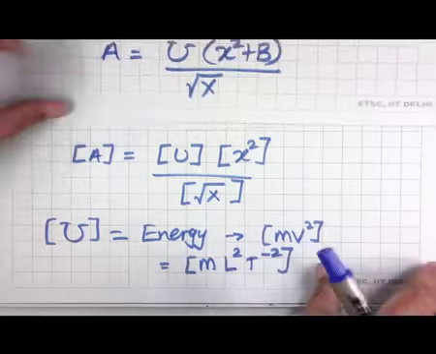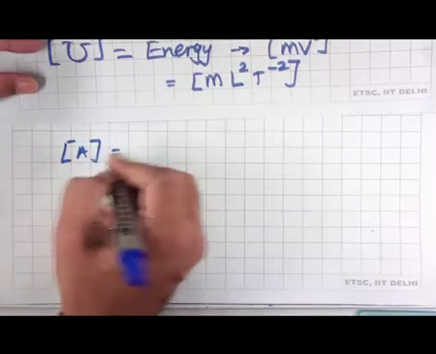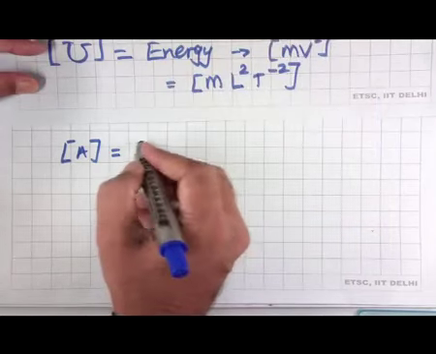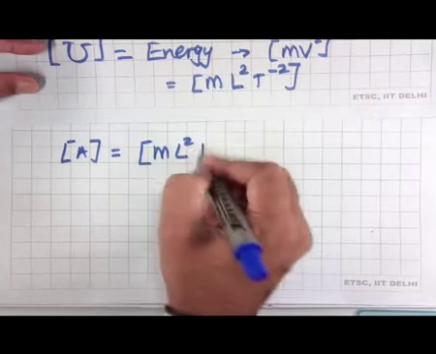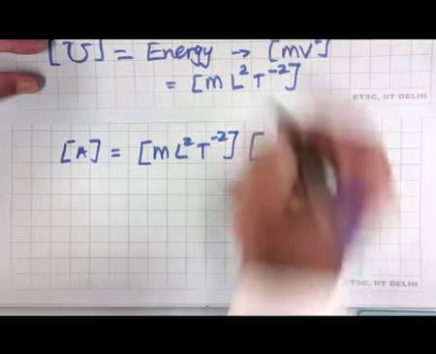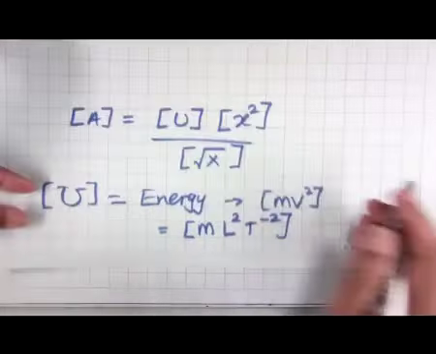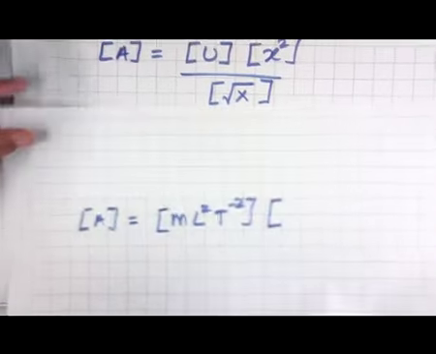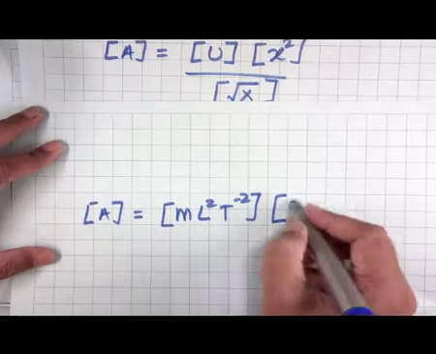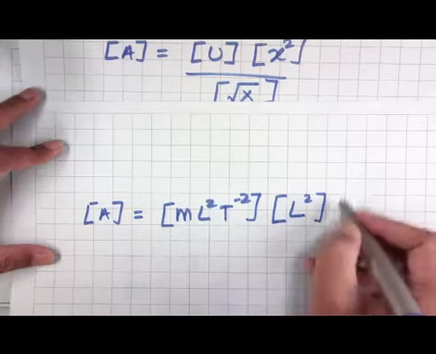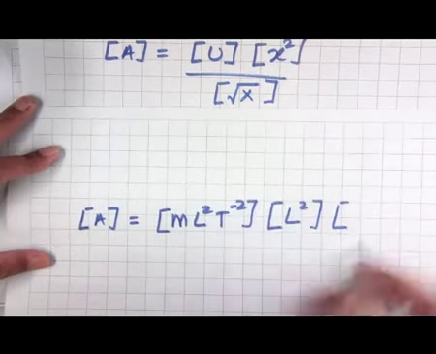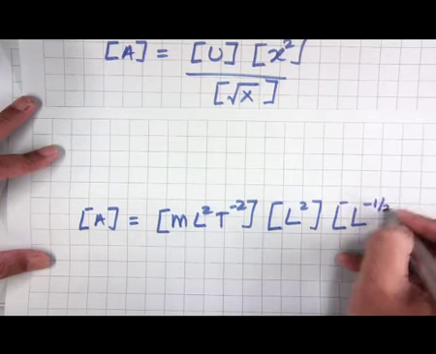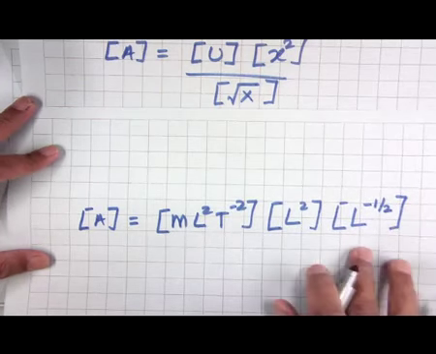So, now from here when we have to work out the dimension of A, let us do that. So, dimension of A will be equal to dimension of u. So, dimension of u is m times L square t to the power minus 2 times the dimension of x square, which we have here. So, let us just write this. So, dimension of x square will be L square, and then we have divided by square root of x. So, this will be L to the power minus half. The minus comes because we have taken it in the numerator.